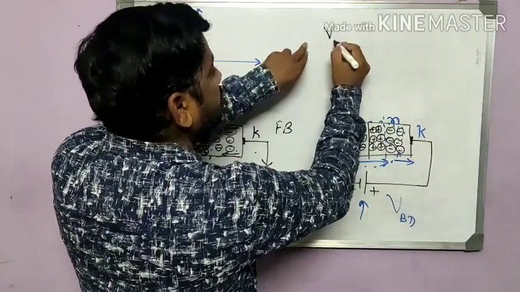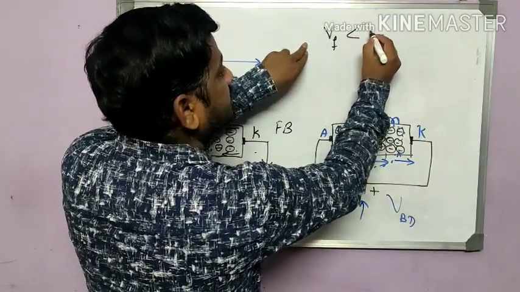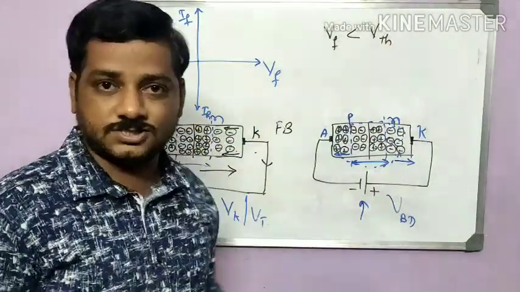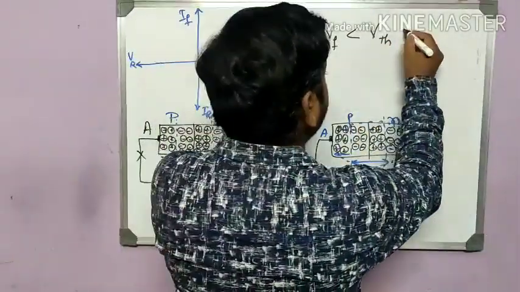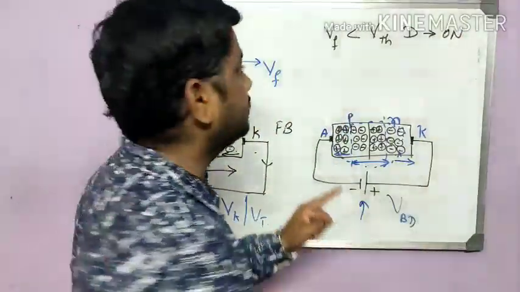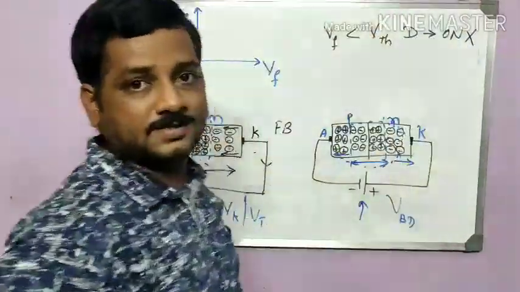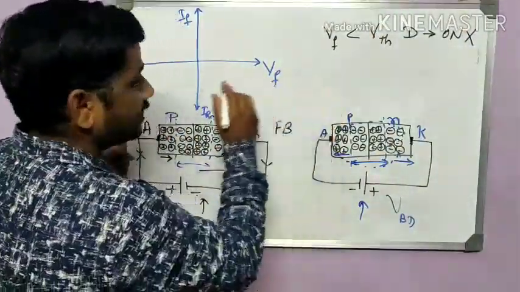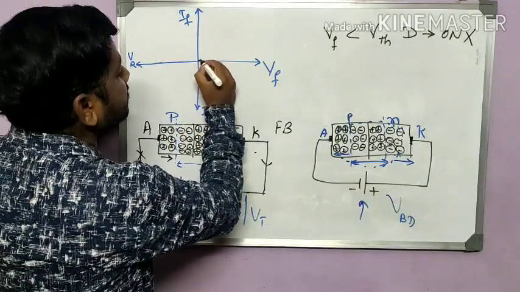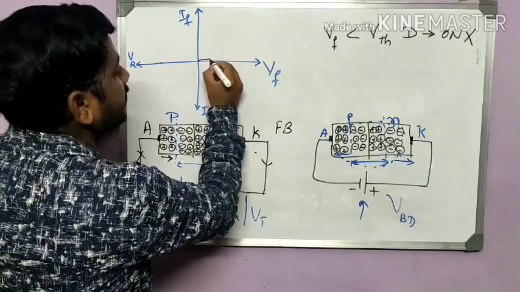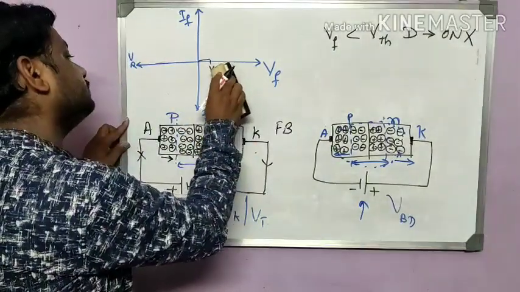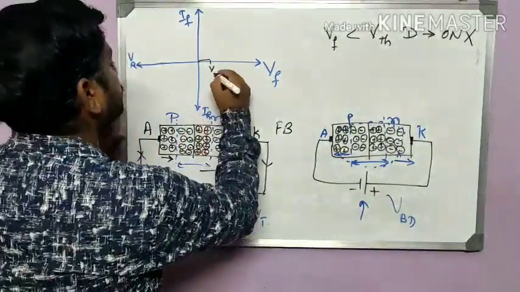If forward voltage is less than the threshold voltage, the diode will not be in conduction. It is in an off condition, so current will not be flowing. Only a small current of a few electrons will be there. So we can represent it like this and say this is the threshold voltage. Let me denote it as VTH, threshold voltage.